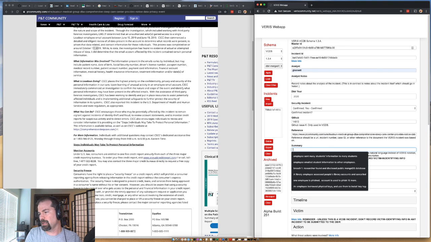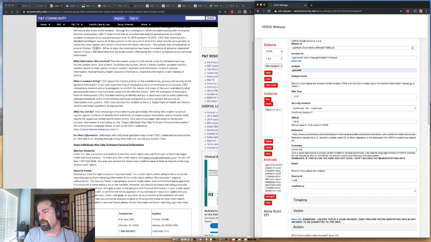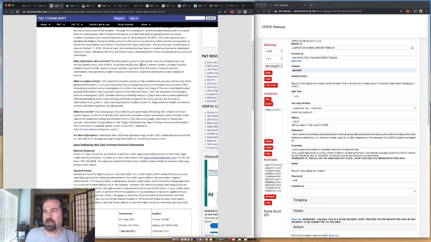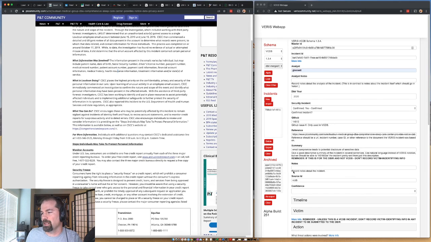Summary: email compromise leads to potential disclosure of sensitive data. What information was involved? Socials, date of birth, driver's license number, passport, medical record, health patient account number, payment, financial information, medical history. Yeah, so we'll have a couple things we can add.